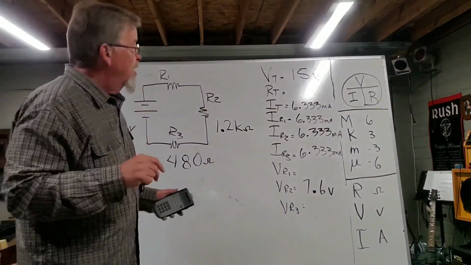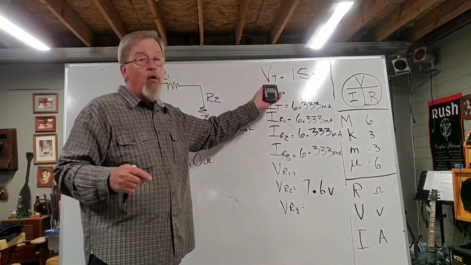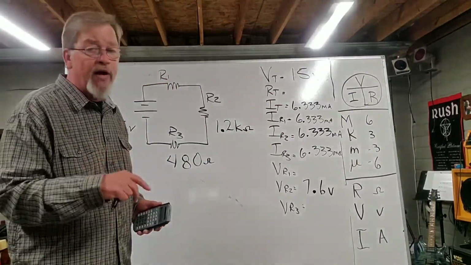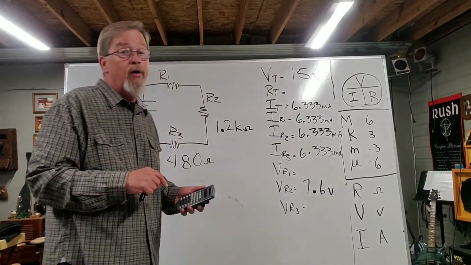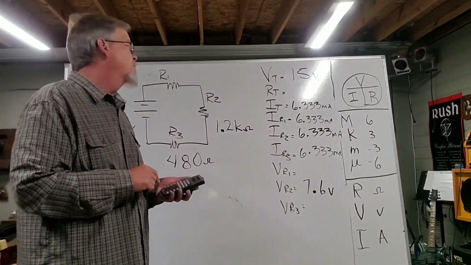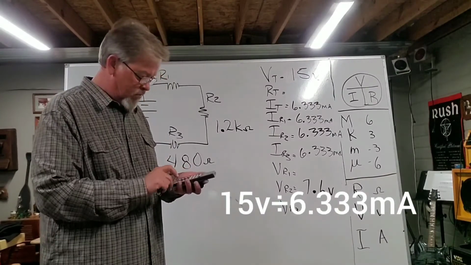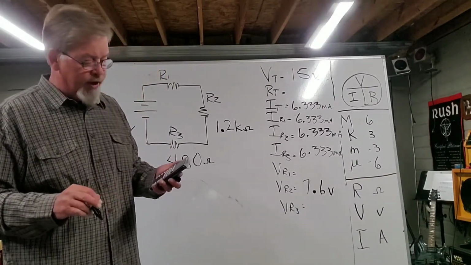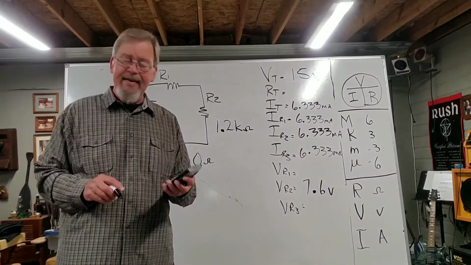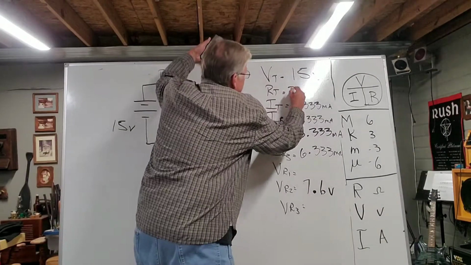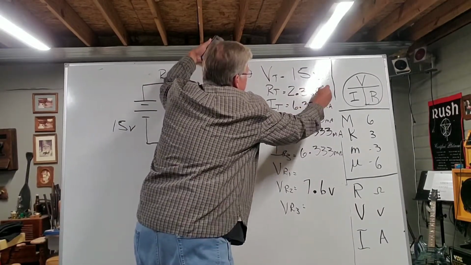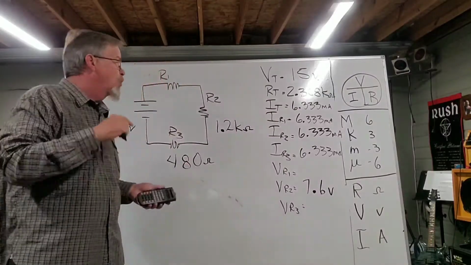What am I going to do now? Well, I got the current total. I got the voltage total. All I need is two to find the third. So guess what I'm going to do? I'm going to find total resistance. So I got my current there, and I'm going to divide my 15 volts by it. It gives me 2.368 kilo ohms. All right, I got 2.368 kilo ohms.